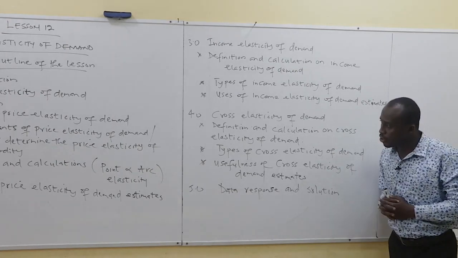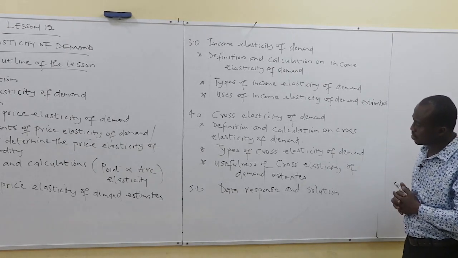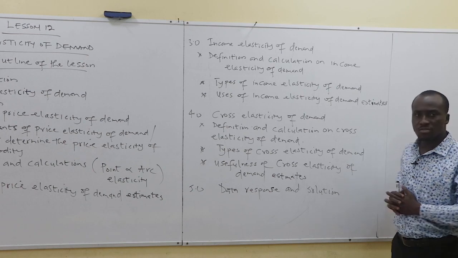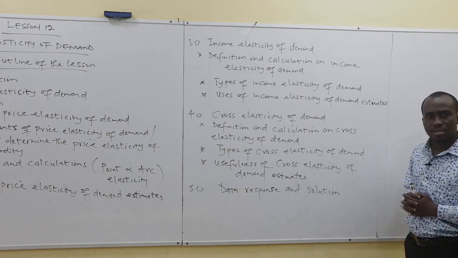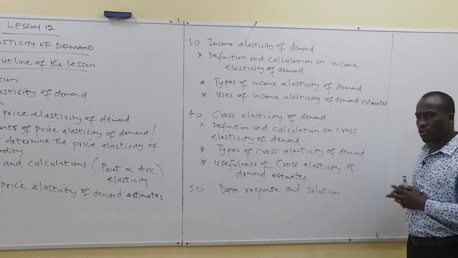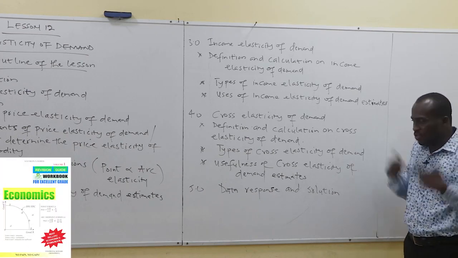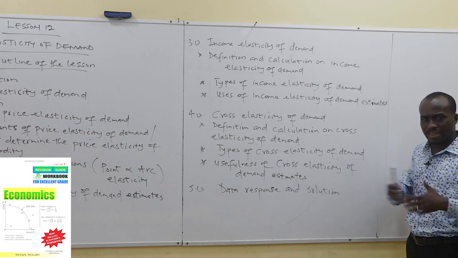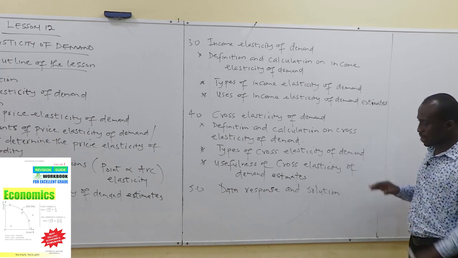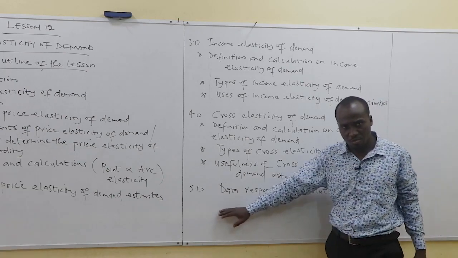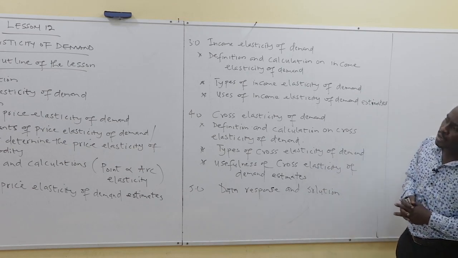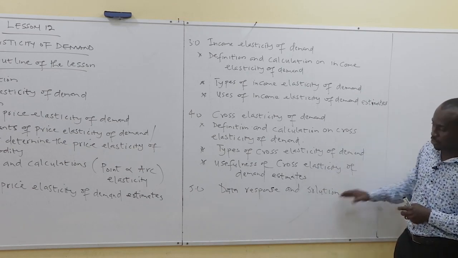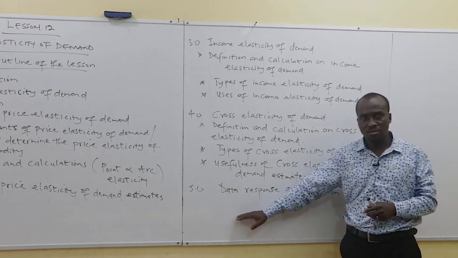So you're going to look at the cross elasticity of demand. You're going to look at the definition and the calculation of cross elasticity of demand. You're going to look at the types of cross elasticity of demand. You're going to find out why the cross elasticity of demand is estimated. Why is it useful? Okay? Then after that, we will wrap it up with a data response question so that we try to tease out these intuitions and concepts to see how we can solve our data response question.